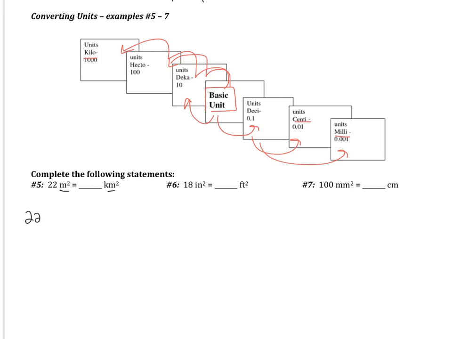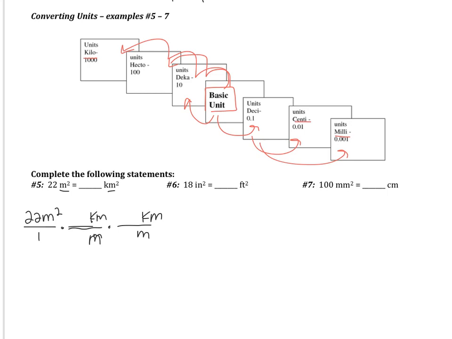So I'm going to start with 22 meters squared. Now, I need to get rid of the meters and somehow get kilometers in there instead. Because meters is what I don't want, that's going to go in the denominator. Kilometers is what I want, so it's going to go in the numerator. Now I'm going to have to convert twice because I have meters squared. So I have 2 meters, so I'm going to have to convert once for each meter.